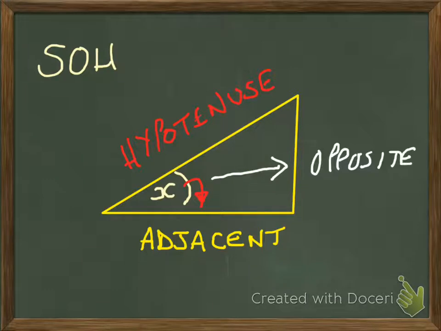So just taking those off, just so we're looking at x. Just to reiterate, the opposite side to where the angle is the opposite. The side next to the angle is adjacent to it, and the longest side is always the hypotenuse.